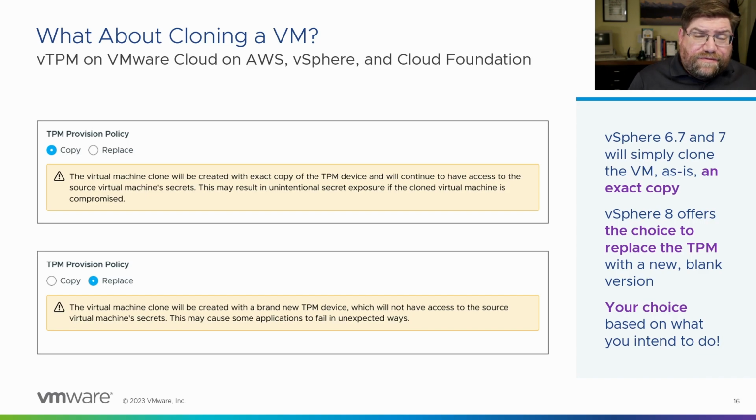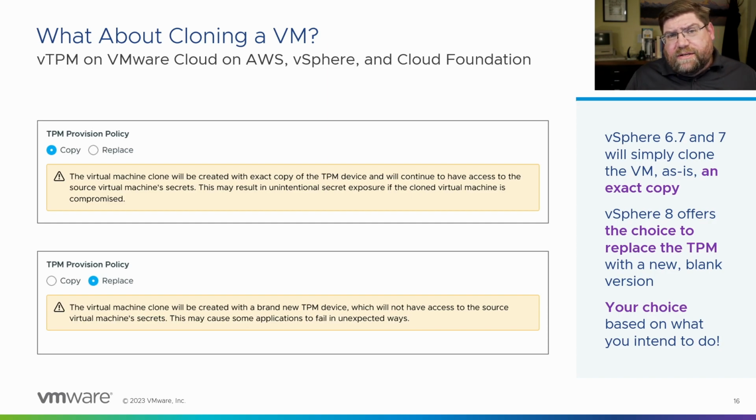And in vSphere 8, we offer a choice, and you can set the default in vCenter Server which way it'll default to if you don't specify. But if you're doing the clone through the UI, it'll ask you, do you want to copy the TPM, so you have an exact copy, or do you want to replace it?